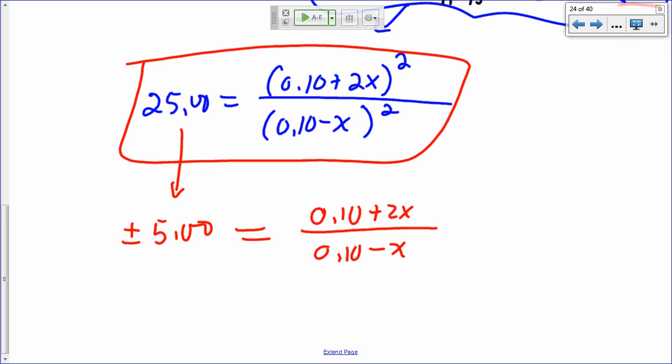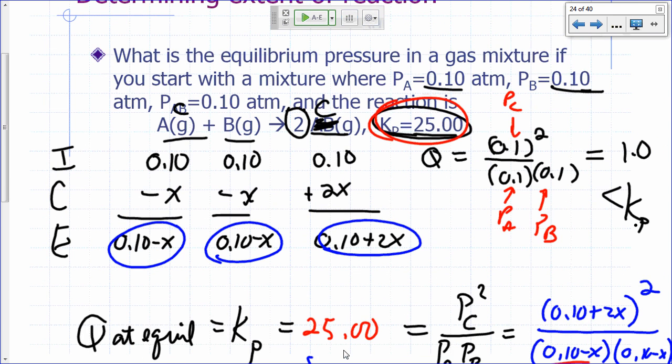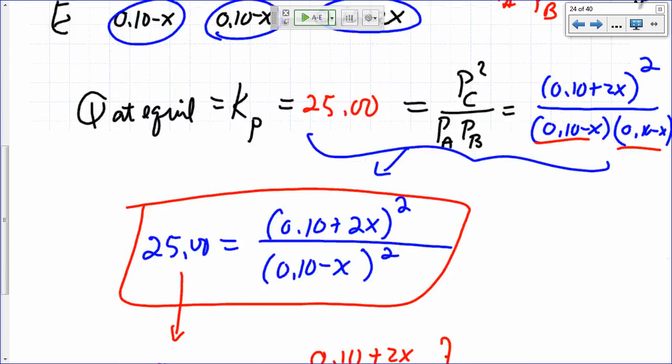Okay? And what kind of x would you want? What's a reasonable value for x? It has to be a number less than 0.1, but it has to be positive. So if you solve for x and you find out that x is negative, then that's not an acceptable value for x. Okay? If you solve for x and you find that x is greater than 0.1, that means you're going to end up with a negative concentration of A. That's not going to be an acceptable value for x. So let's go ahead and do that.